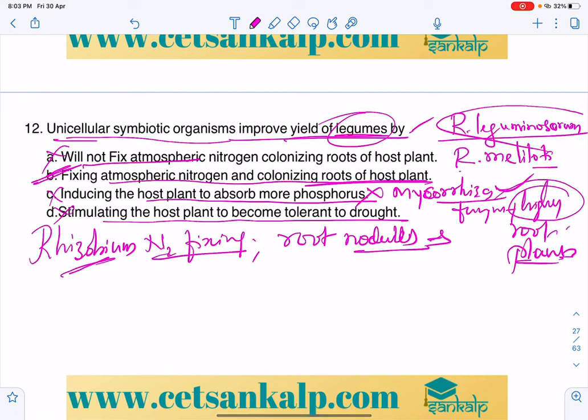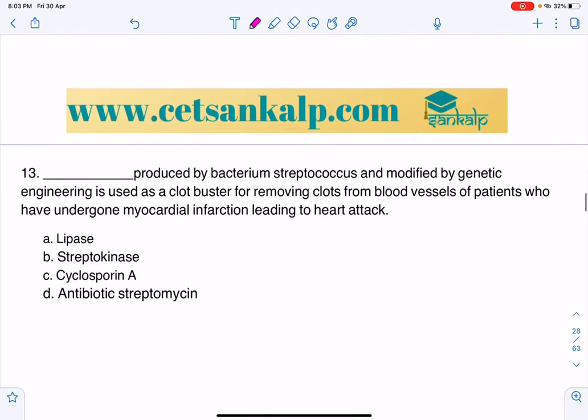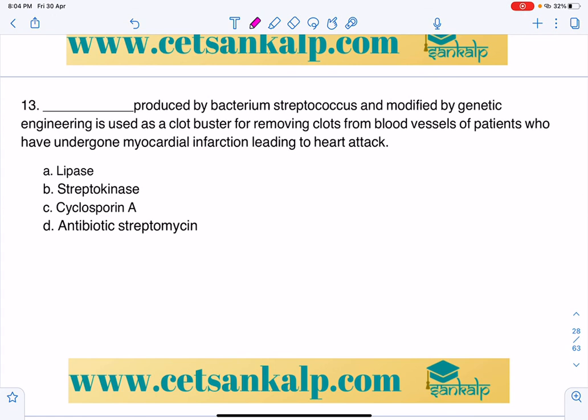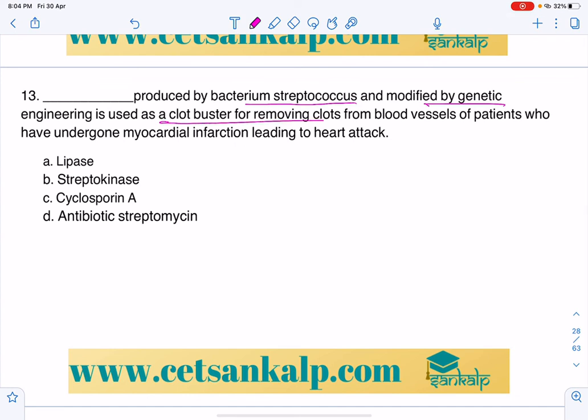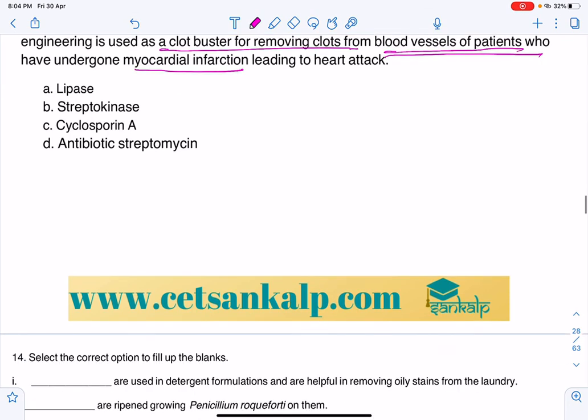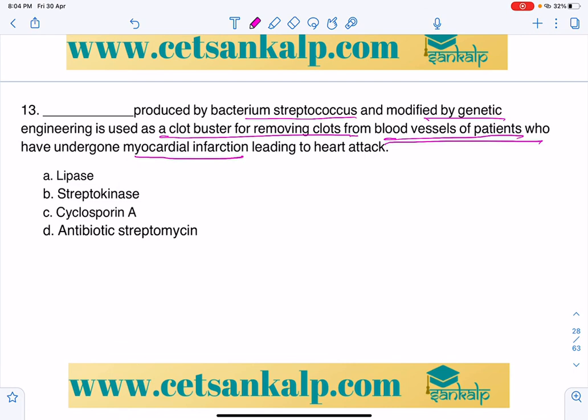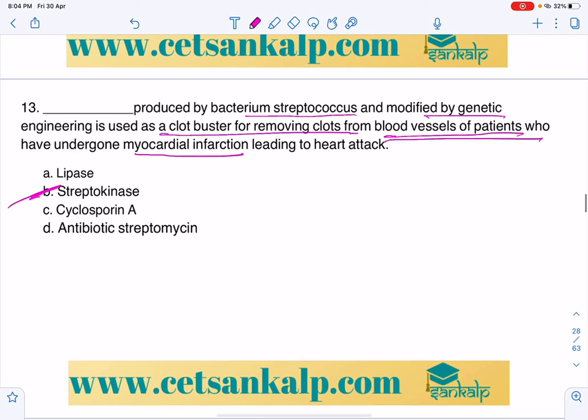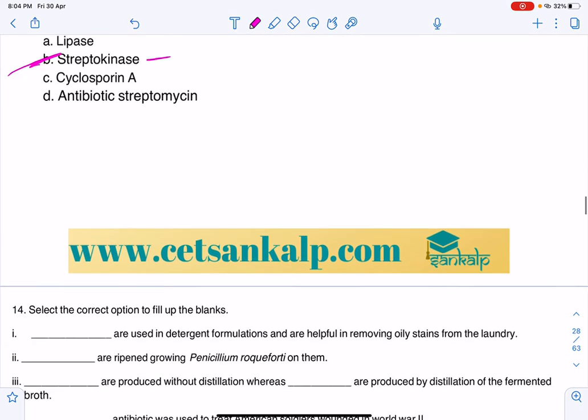Unicellular symbiotic organism, the best example is Rhizobium, nitrogen fixing. Dash produced by the bacterium Streptococcus and modified by genetic engineering, used as a clot buster for removing clots from the blood vessels of patients who have undergone myocardial infarction, leading to heart attack. We have already discussed that the one used as a clot buster is streptokinase, which is obtained using Streptococcus.